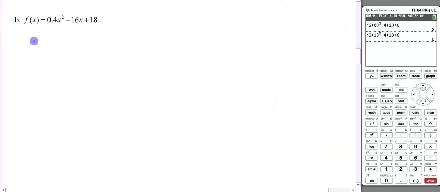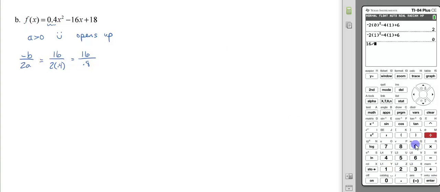In this example, let's go ahead and determine if this opens up or down. We see a is positive this time, so it's going to be happy. That means this opens up. And then we can find the vertex. The vertex is negative b over 2a. So the opposite of negative 16 is positive 16 divided by 2 times 0.4. So we have 16 divided by 0.8. We put that in the calculator if you like, and it gives me 20.